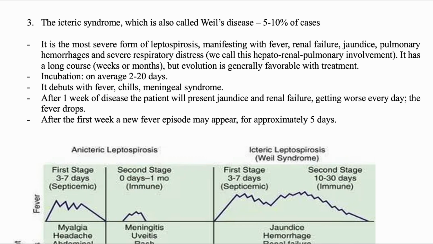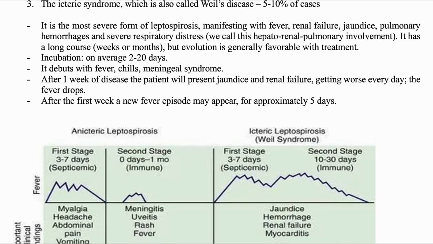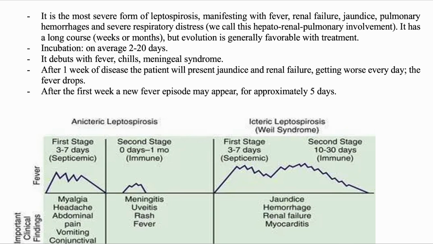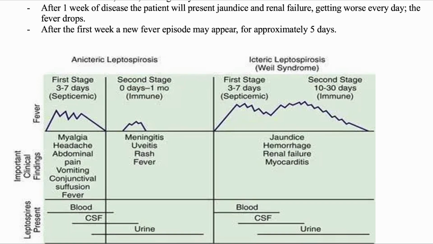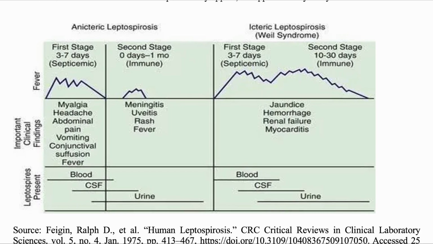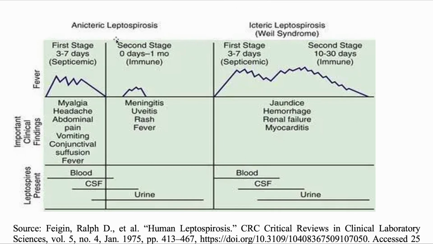It has an incubation phase of on average 2 to 20 days. It debuts with fever, chills, and meningeal syndrome. After 1 week of disease, the patients will present jaundice and renal failure, getting worse every day. The fever drops. After the first week, a new fever episode may appear, which lasts for approximately 5 days.